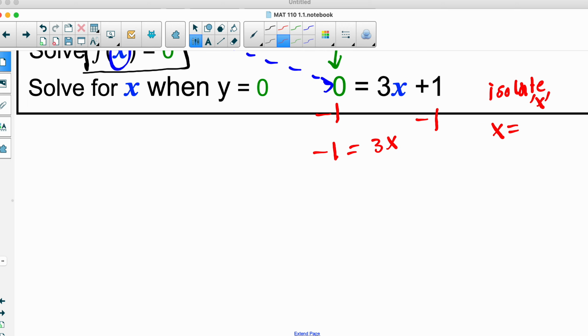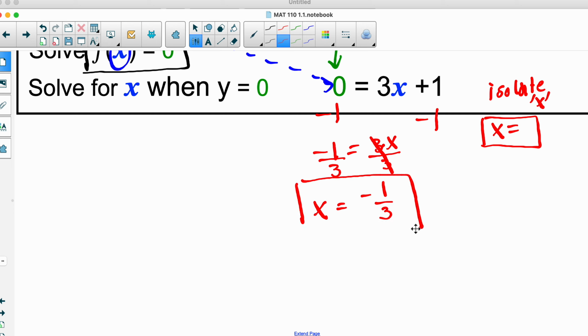Okay, that's an improvement, but I'm still not done. I have 3 times x, and here's my goal. I want to end up with x equals. So to undo that 3 times x, I need to do the inverse operation, which is the opposite. The opposite of multiplication is division. So I'm going to divide both sides by 3. That reduces out. I get x equals negative 1/3. So I just solved for x.